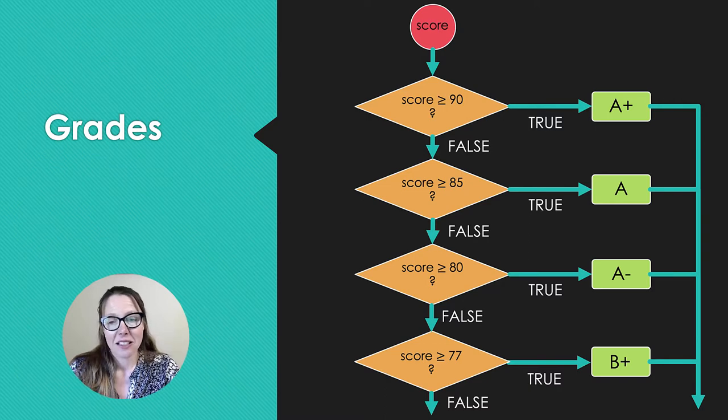If that case isn't met, we can drop down to the next one. So now we have not passed the test of a score being greater than or equal to 90. We have not passed the test that the score is greater than or equal to 85. And so we know that our score is at most 84. So then we can check, is it greater than or equal to 80? Meaning it's between 80 and 84. If it is, that's an A-. And we can carry on doing this for the rest of the grade scale.